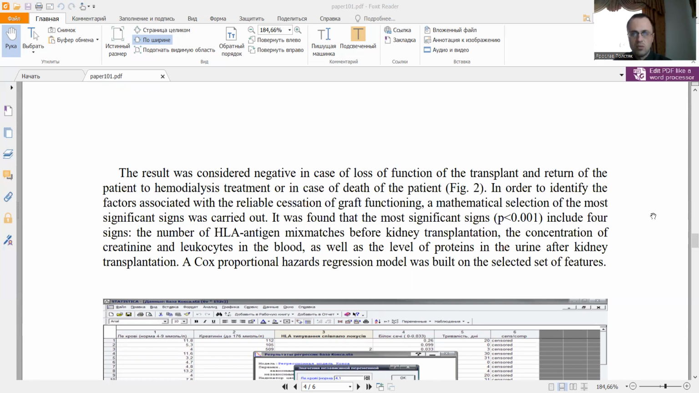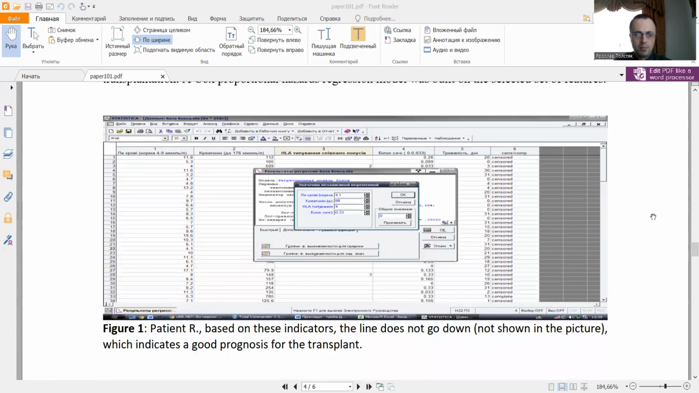It was found that the most significant factors include 4 signs: the number of HLA antigen mismatches before kidney transplantation, the concentration of creatinine and leukocytes in the blood, as well as proteins in the urine after kidney transplantation. A Cox Proportional-Hazards regression model was built on the selected set of factors.